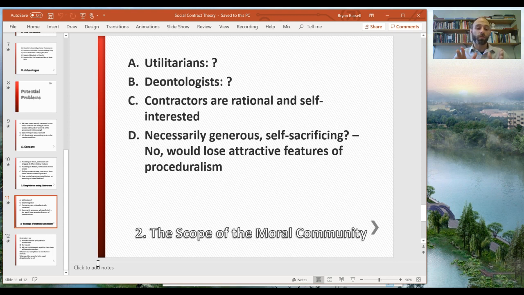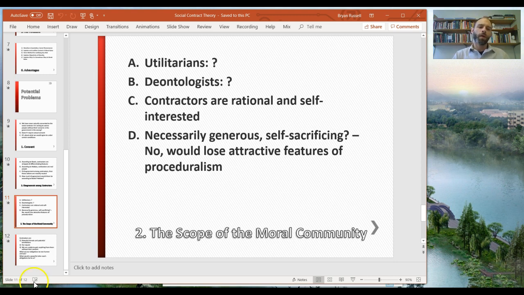So who would be in the moral community for social contract theorists and who would be out? Contractors, the people who make the rules, are rational and self-interested. Are they necessarily generous or self-sacrificing? No. One of the attractive features of social contract theory is it builds morality out of people's rational self-interest. If we determine that the contractors are necessarily generous or self-sacrificing, that they're providing rules which would give people things without taking anything in return, then we lose the attractive feature of the procedure that social contract theory gives us.